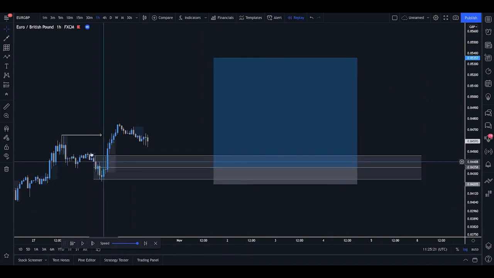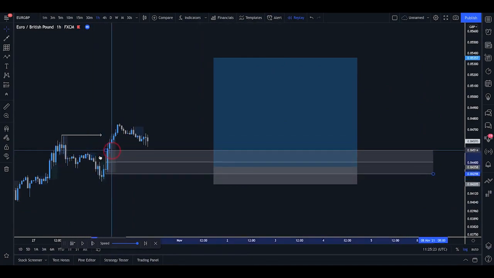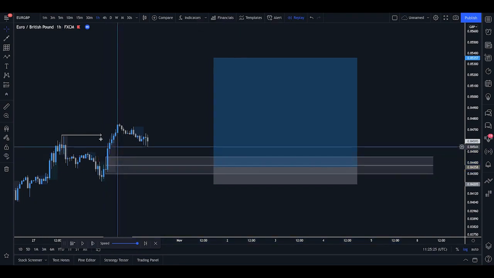Now we can see this is a little bit choppy. What this does is gives us two zones. We have obviously a zone here. We also kind of have a little zone down here, but it does look like it's been retested. So the zone of interest that we'd probably be interested in here is going to be this one.